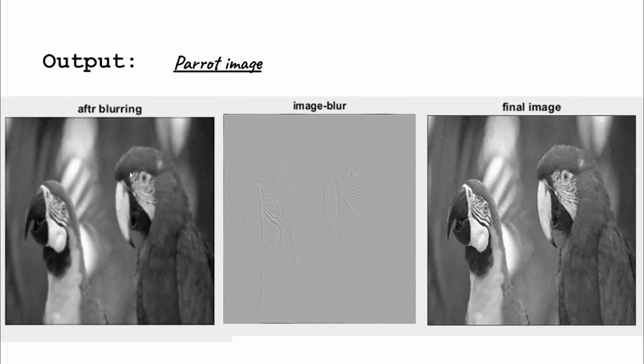Then we pass it through the Gaussian filter, so we get a slightly blurred image, and this blurred image is then subtracted from the input image, and we get this image minus blur image, which is basically my unsharp mask. I add it back to the actual original image and I get a finally sharpened image, as we can see.